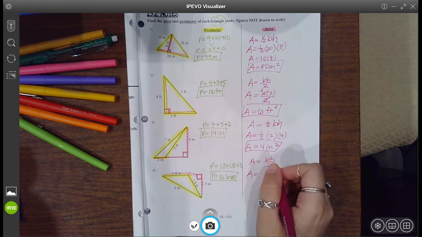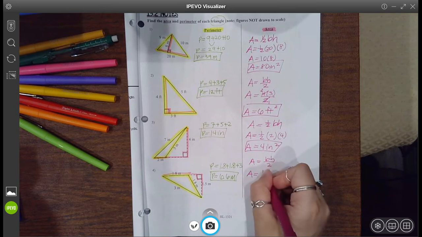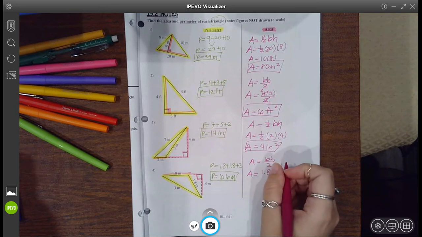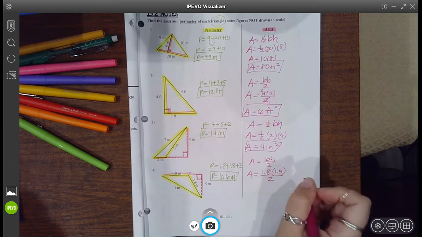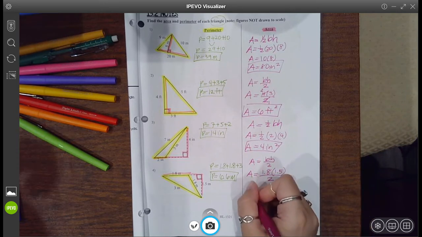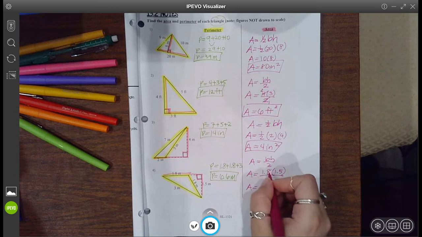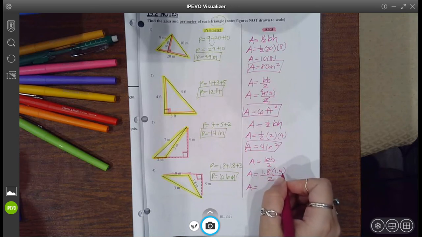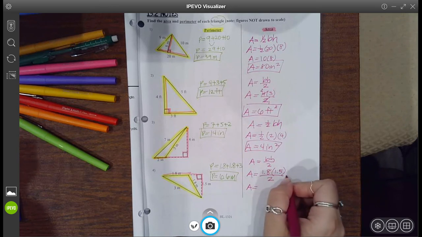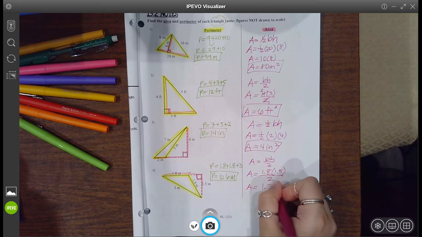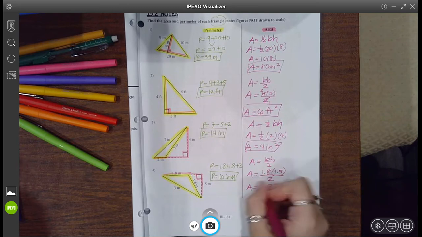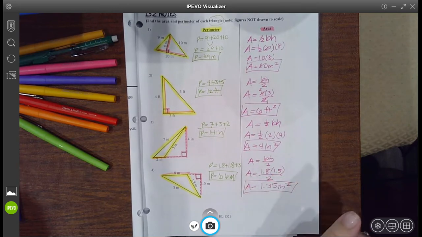Okay, last one. Your base is what? 1.8. What's your height? The 1.5. And then don't forget the divided by 2 or multiplying by half. Type that into your calculator: 1.8 times 1.5 divided by 2. What did you get? 1.35. Is it meters or meters squared? Meters squared, because we're talking about area.